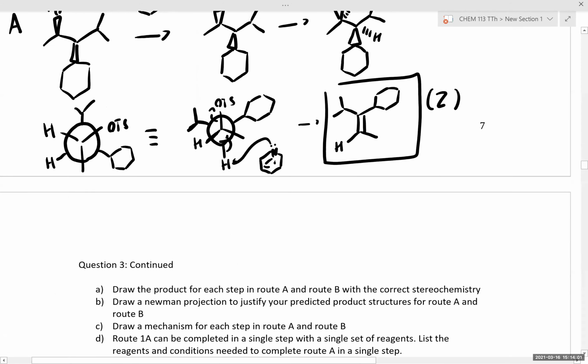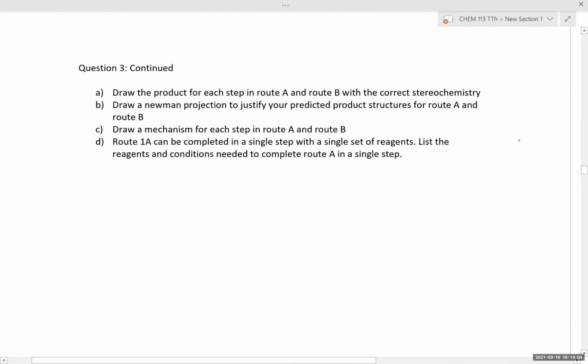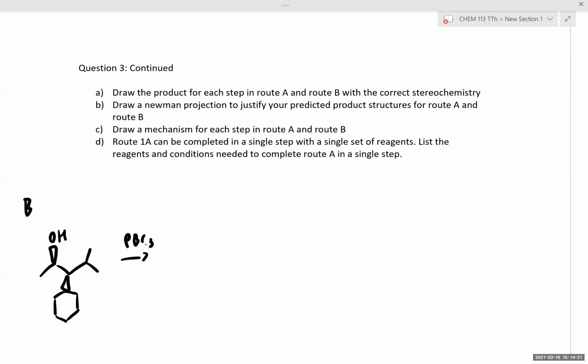So let's look at route B now. For route B, we have the exact same starting material. However, this time we're treating it with phosphorus tribromide, which is a relative of thionyl chloride. The reason we moved away from thionyl chloride is that, depending on the substrate, thionyl chloride can do some weird reactions. So phosphorus tribromide is typically used if you want to install a halogen with inversion of stereochemistry.